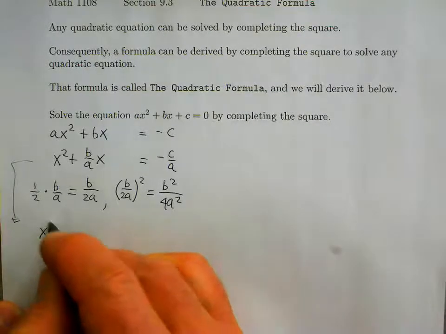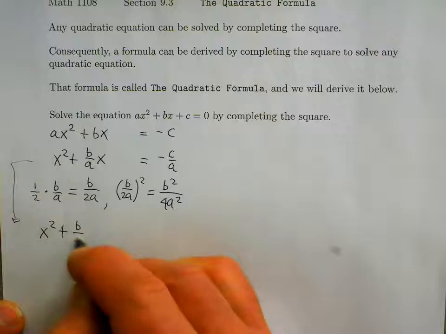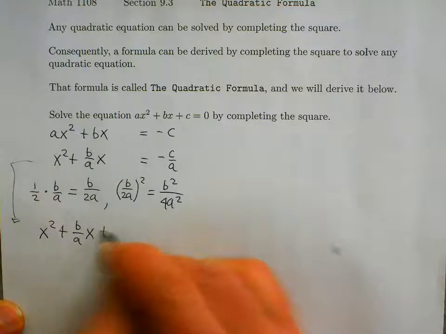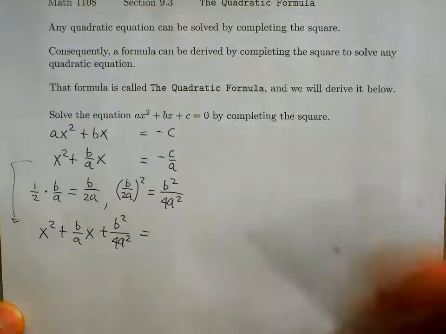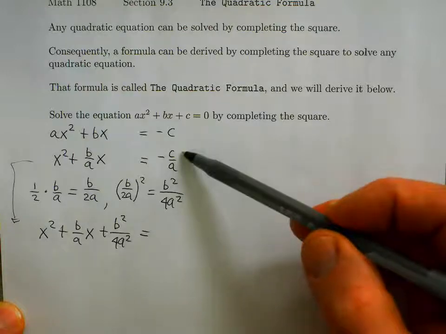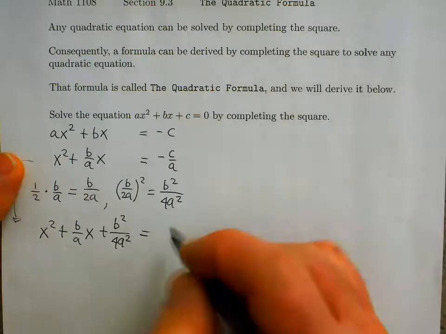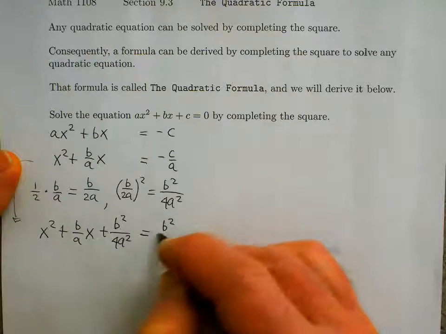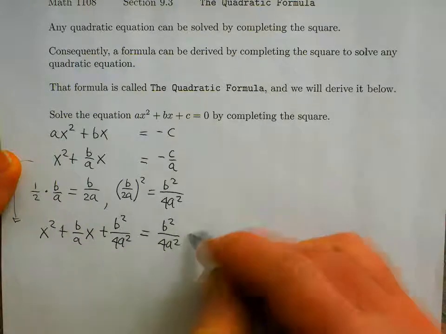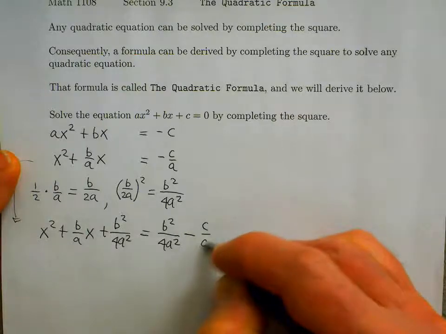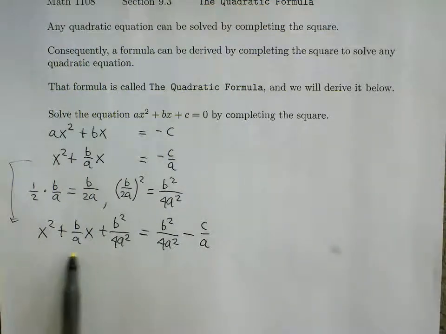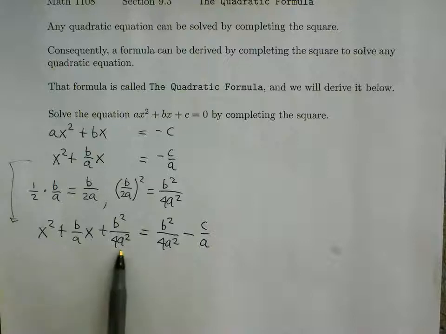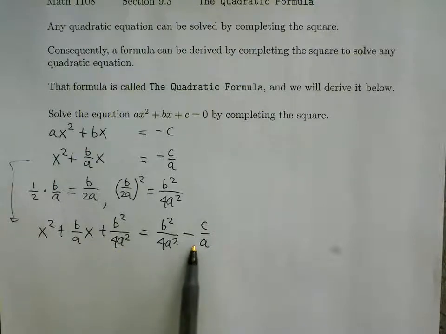So we write x squared plus b over ax plus b squared over 4a squared. And we also add that quantity to negative c over a. But I'm going to put that term first, b squared over 4a squared, and then minus c over a. The left-hand side is a perfect square trinomial. And on the right-hand side, we want to write a single rational expression with a common denominator.